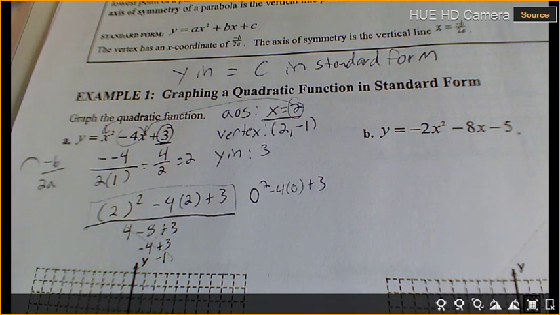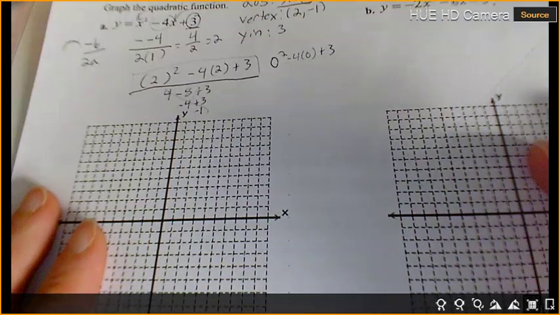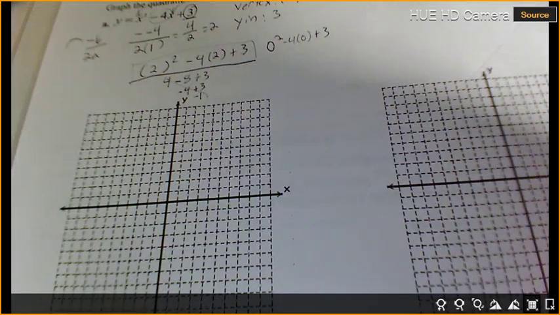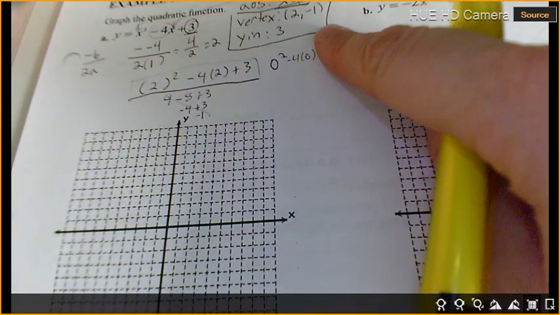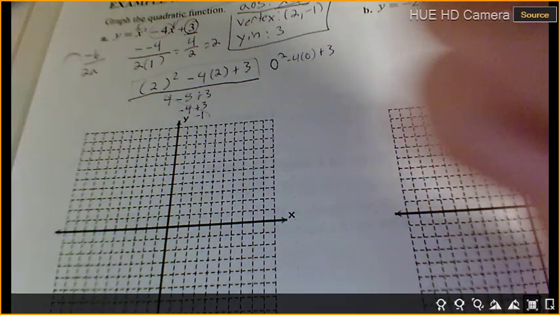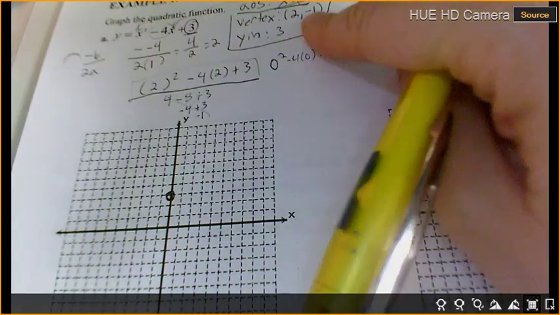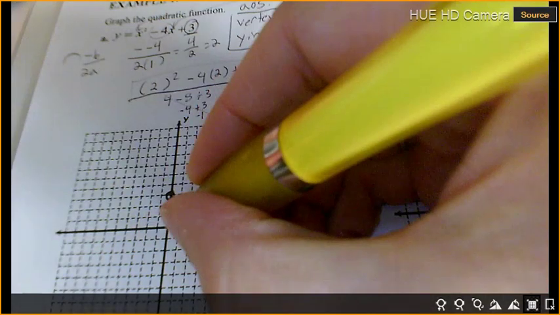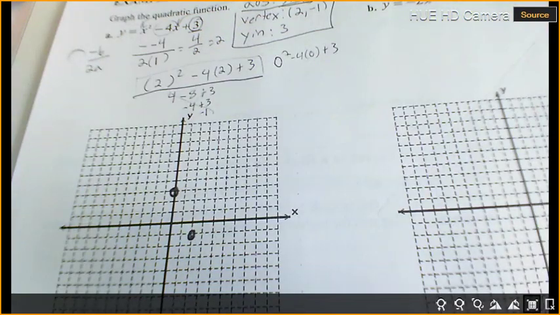Okay, so now we're going to plot the vertex and the y-intercept, and we're going to try to make our parabola. Okay, you ready? First I'm just going to graph these two things, the y-intercept and the vertex. The y-intercept is 3, so I just go 0, 3. There's my first point. My vertex is 2, negative 1. So I've got 2 points so far.